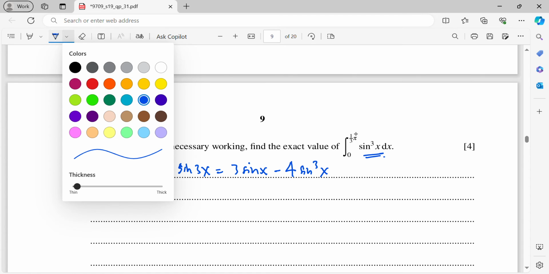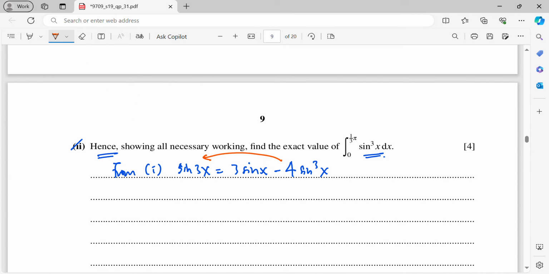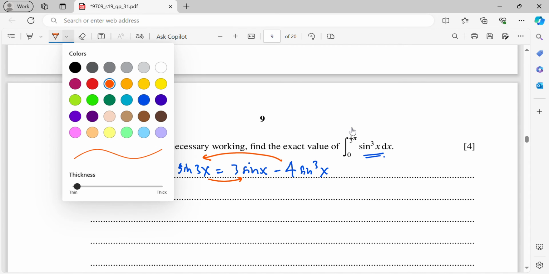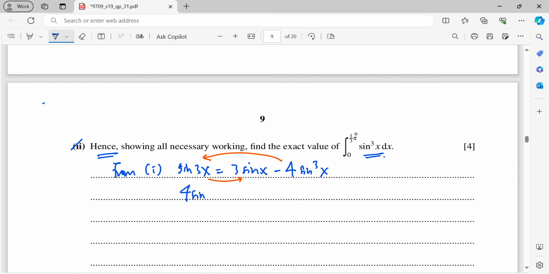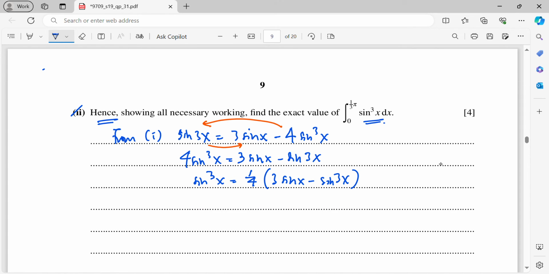Means that firstly, I will move this minus 4 sine cube x to the left side, and this sine 3x will be moved to the right side. So that I will be getting 4 sine cube x equals to 3 sine x minus sine 3x. Then the 4 will be moved down. So sine cube x equals to 1 over 4 bracket 3 sine x minus sine 3x. Okay, that is my expression of sine cube x before I substitute into this integration.